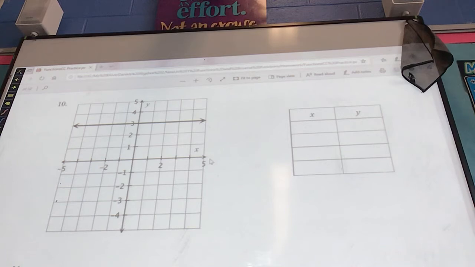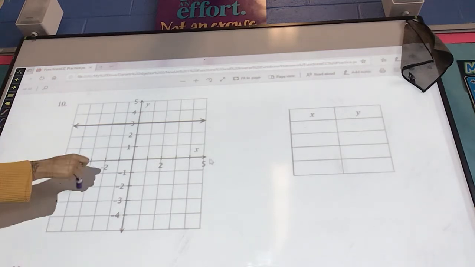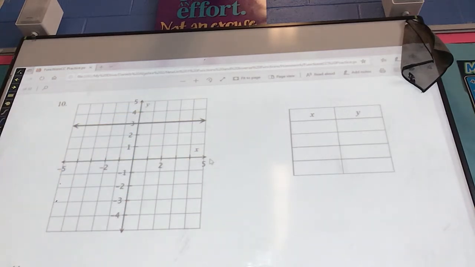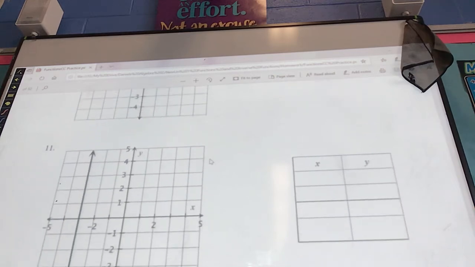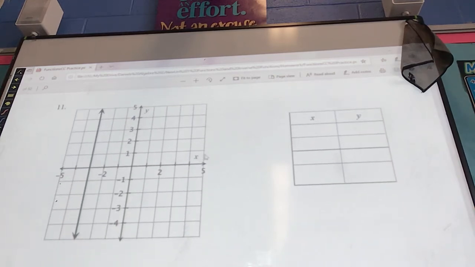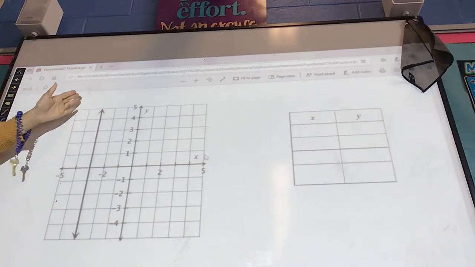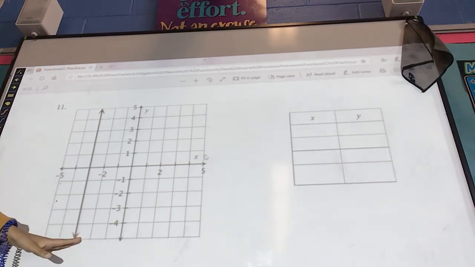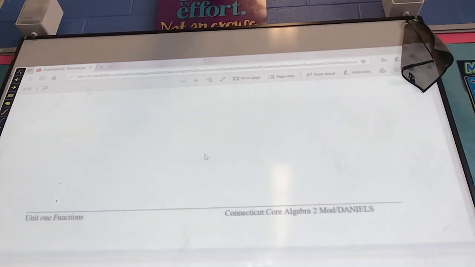Is this a function? Yes. Okay, if I did my vertical line test, I'm still only going to touch 1 point each. These two lines always confuse people. Is this a function? No, it's a vertical line. It touches every single point on that vertical line, so it's not a function. You can make an equation, which I think you did last year, hopefully, but it's not a function. Those are not the same.